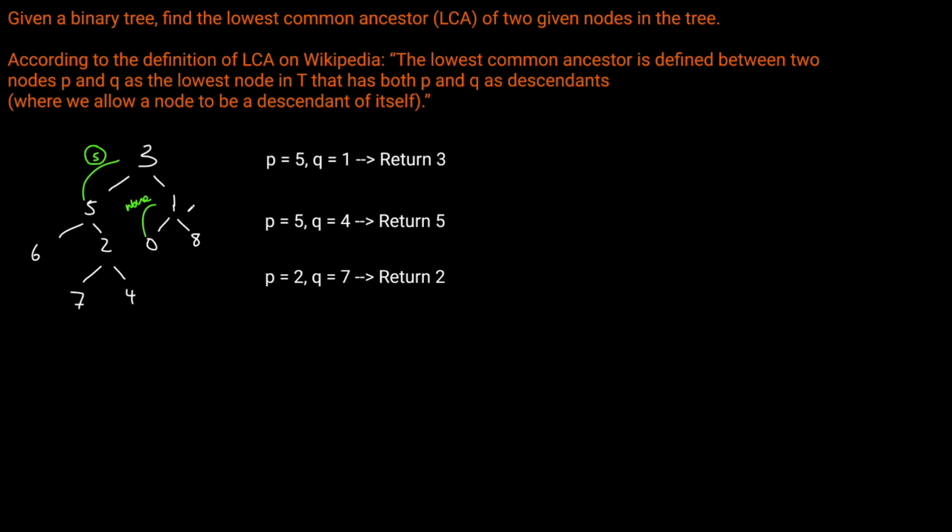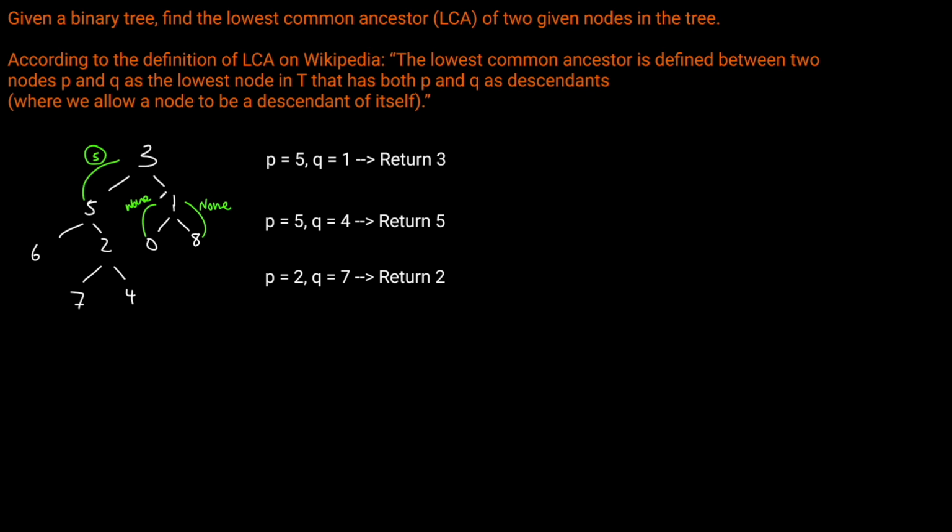And now we try the right subtree of 1. Again, does 8 equal either 5 or 4? It does not. So that means that we need to go into its children. So we try the left subtree, obviously that is null. We go into the right subtree, that's null. So that means that we haven't found 5 or 4 in the left or right subtree, nor does this node equal 5 or 4. So that means from here, we return none.